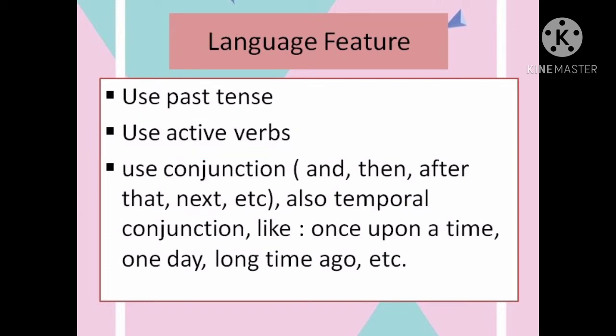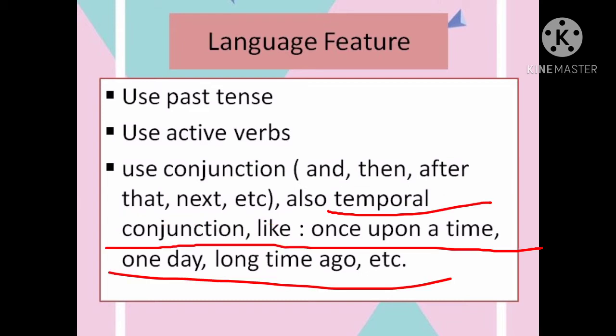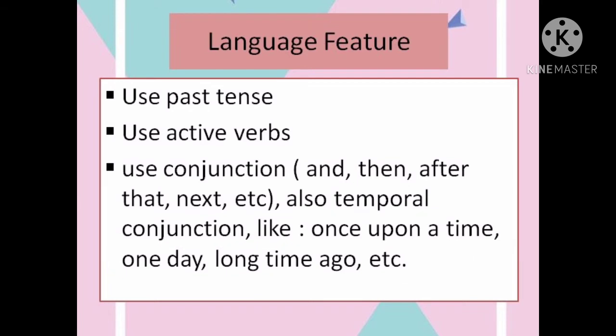Then the last is use conjunction, menggunakan konjungsi. For example, and, then, after that, next, etc. Also temporal conjunction, like once upon a time, one day, long time ago, etc. Jadi pasti in narrative text there will be a lot of conjunction because to connect one event or activity to another event or activity.